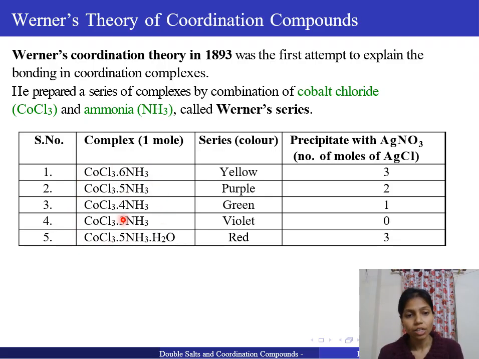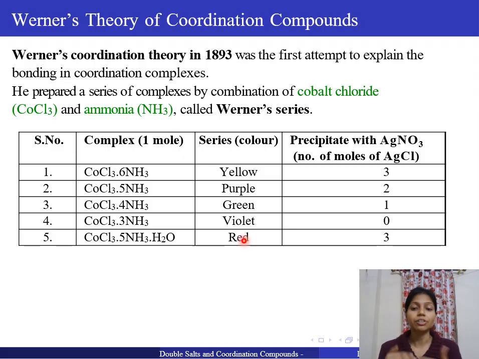When ammonia was added in different ratios, he observed that differently colored compounds formed. For 6 moles of ammonia and 1 mole of cobalt chloride, a yellow colored compound formed; with 5 ammonia, purple; 4, green; 3, violet. Then with water again it is a different colored compound. This was a very fascinating and interesting result.